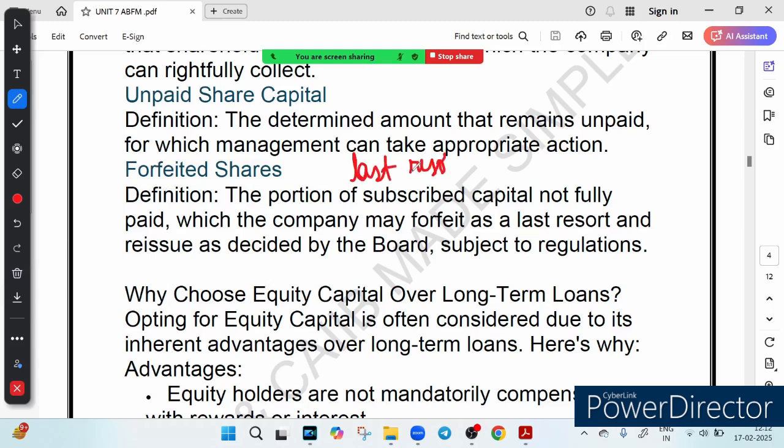As a last resort, if someone does not pay even after multiple reminders, the company can cancel or forfeit their share and sell it to someone else. So think of it like losing your gym membership if you don't pay your monthly fee.